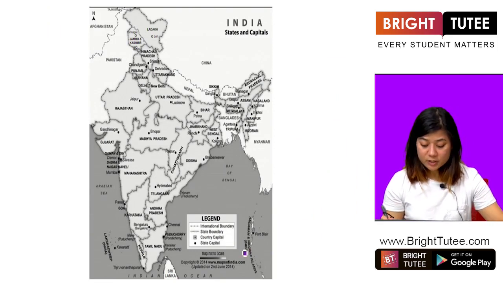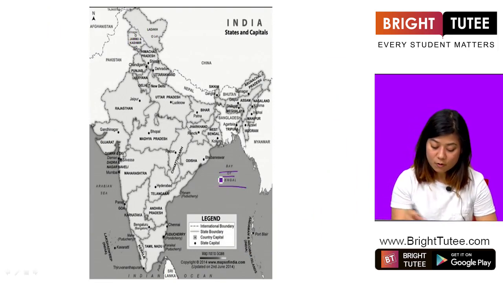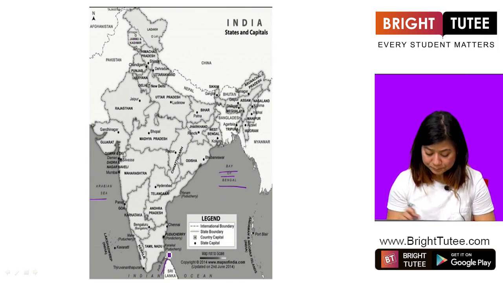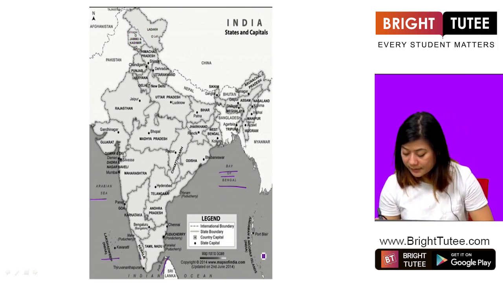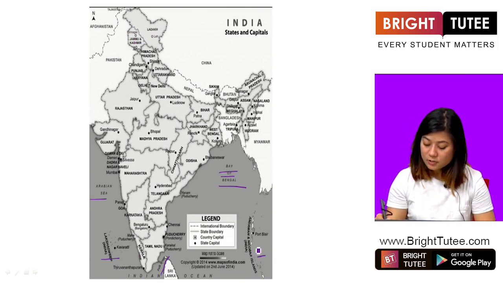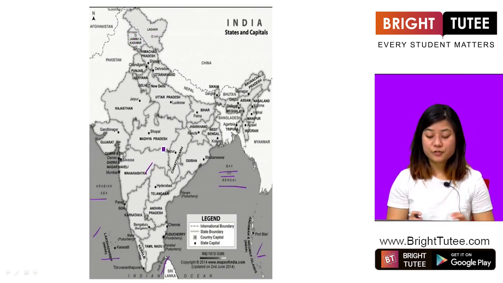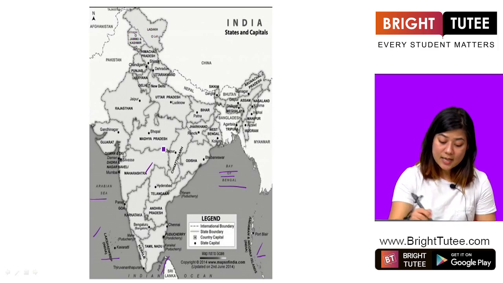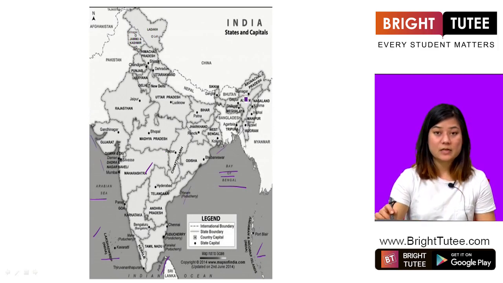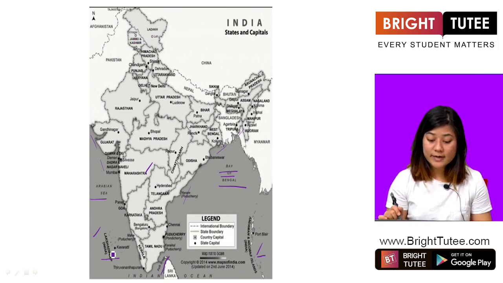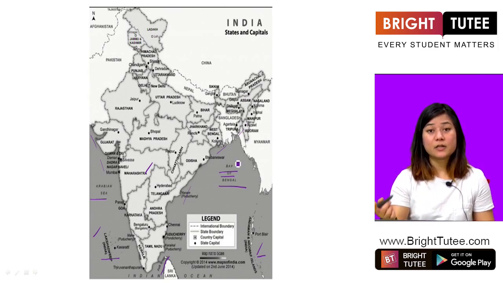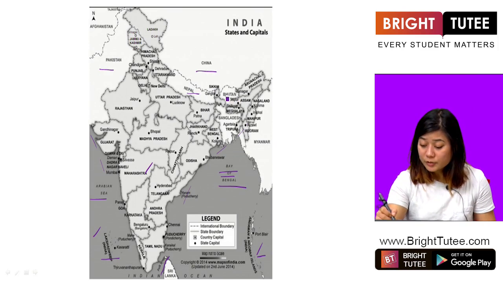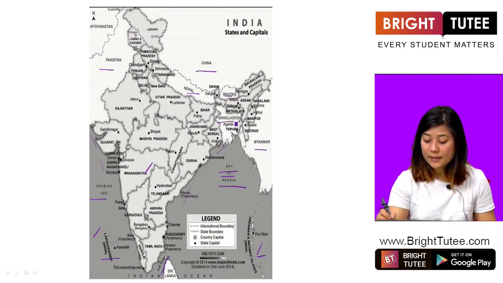Another map here clearly shows us the Bay of Bengal, Arabian Sea, Indian Ocean. It also shows Palk Strait. Here we have the Lakshadweep Islands, and here we have the Andaman and Nicobar Islands. So all these form the country of India. But when we refer to only mainland India, we refer to the mainland without the islands. And here you can see India's neighboring countries as well: Pakistan, China, Nepal, Bhutan, Myanmar, Bangladesh.